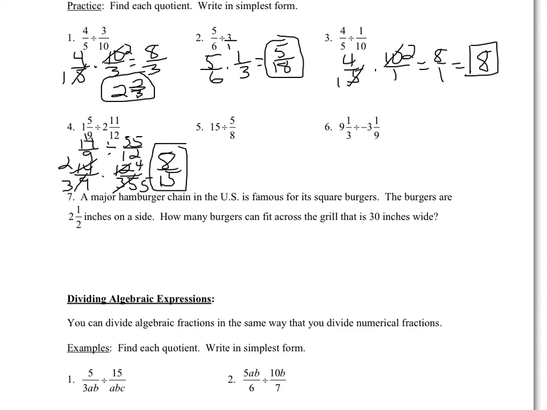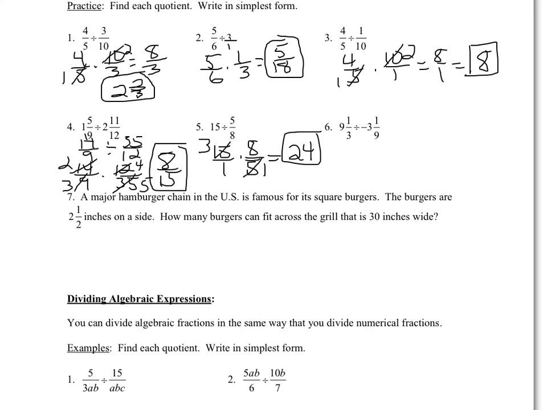Number 5, 15 we'd write down as 15/1, times the reciprocal of 5/8, which is 8/5. I can do some cross dividing. 5 divided by 5 is 1. 15 divided by 5 is 3. And we get 3 times 8, which is 24. And 24/1 would be just plain old 24.